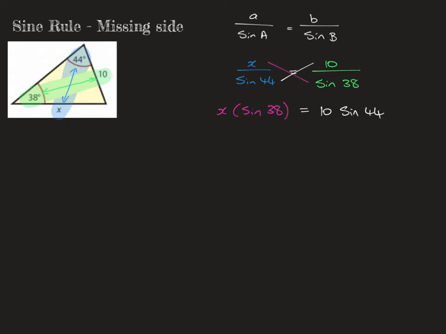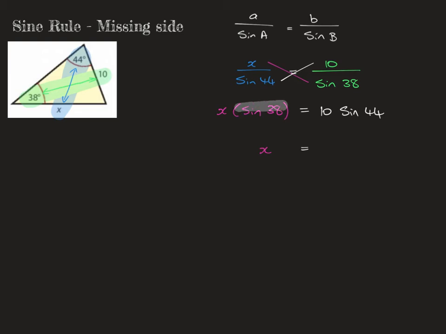Okay. So if we look at that, we need to isolate the x. So we're looking to get a value for x. So if we're looking for a value for x, then we need to make sure that the x is isolated. So here you can see what's happening. X has been multiplied by sine 38.